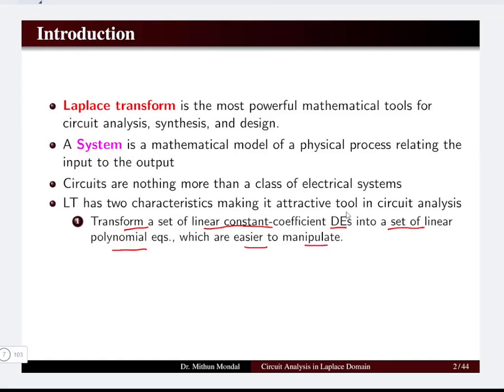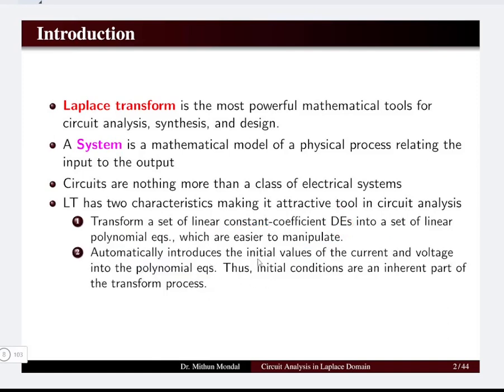We have seen that in the time domain we were operating the system with the differential equation. Now we can have the polynomial equations which are linear and algebraic. Also, the initial values can be automatically introduced into the polynomial equations. These initial values are due to the current and the voltage which are present in the inductor and the capacitor. So initial conditions are an inherent part of the transform process. We need not take the initial conditions separately; rather, they are automatically present in the system.